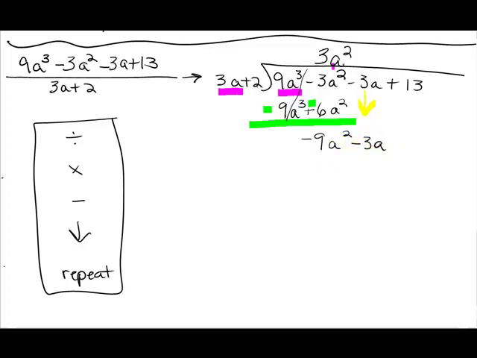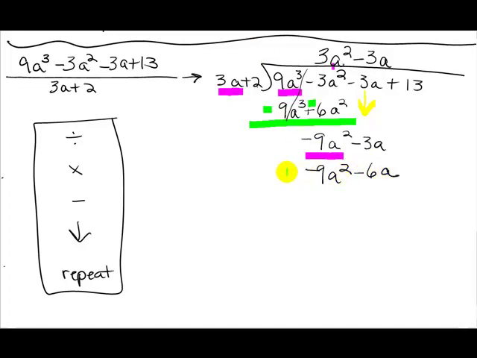Then we're back to how many times does 3a go into a minus 9a squared? Well, it'd be minus 3a. Minus 3 and 3 are negative 9. A times a is a squared. Minus 3a times 2 is a negative 6a.